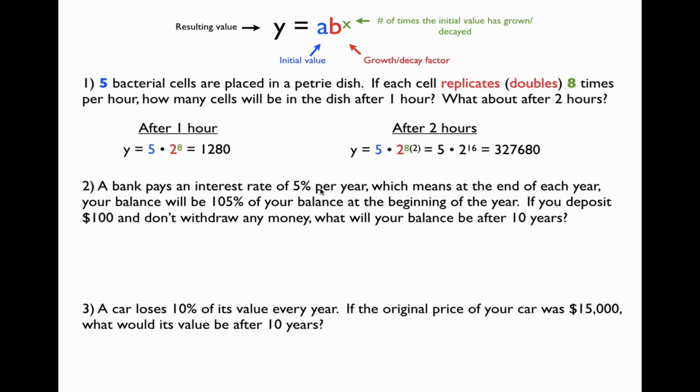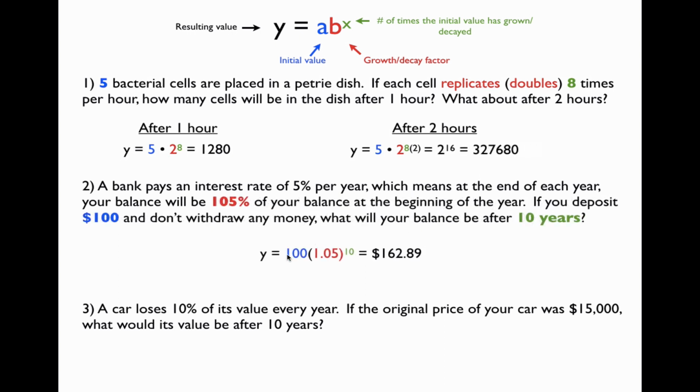Or it's what you end up with after multiplying. So at the end of the year, after increasing by 5%, what do you end up with? Well, that would be 105%. So we're going to plug in 105% or 1.05 into our growth factor. And of course, we're going to do this 10 times, so our x is going to be 10. And so what we get is 100 times 1.05 raised to the 10th power, and that gives us approximately $162.89.